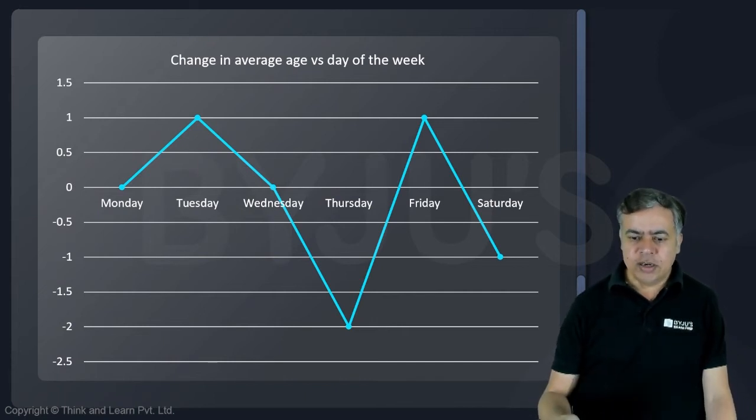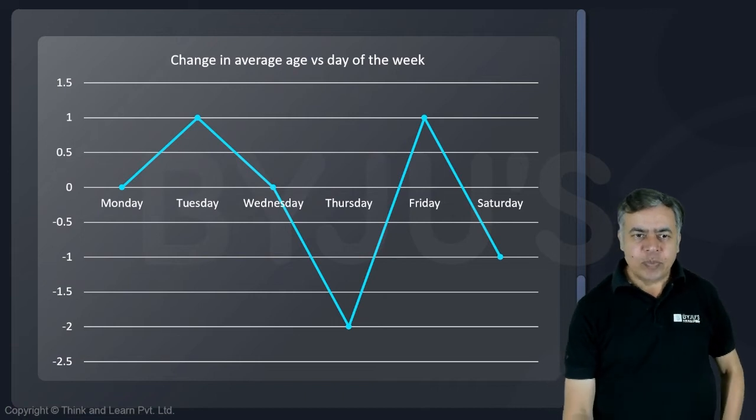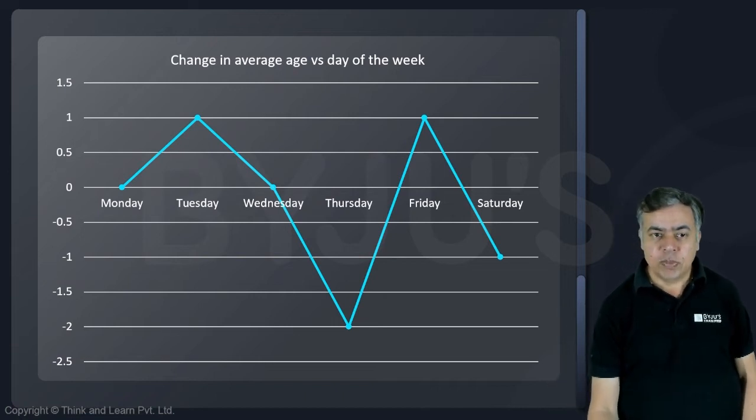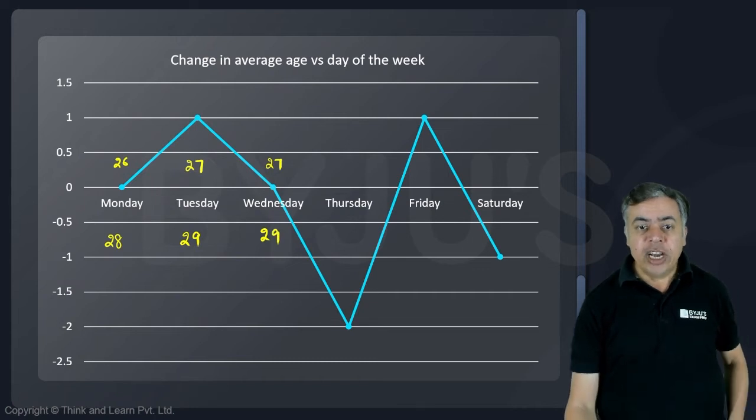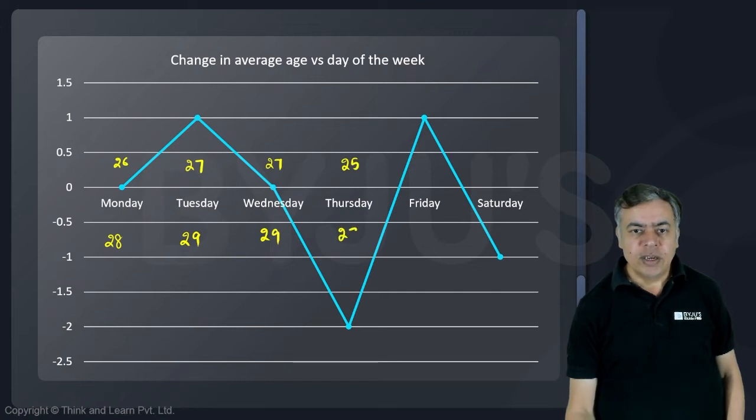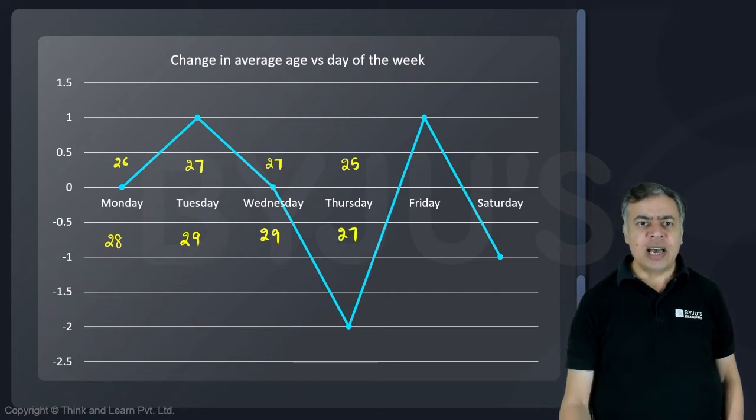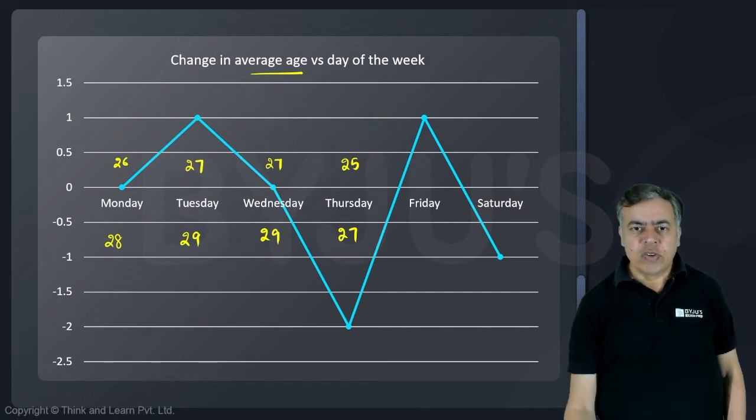Tuesday it is +1. So can I write the average age here, because Monday in one case it was 26, other case it was 28. So when the change will be Tuesday, it will become 27, and 29 in the second case. And Wednesday it is no change, so it will become 27 and 29 only. Thursday it will be -2, so it will become 25 or 27. This is the change in the average age. So it will become +1 on the next day, 26 or 28 again.